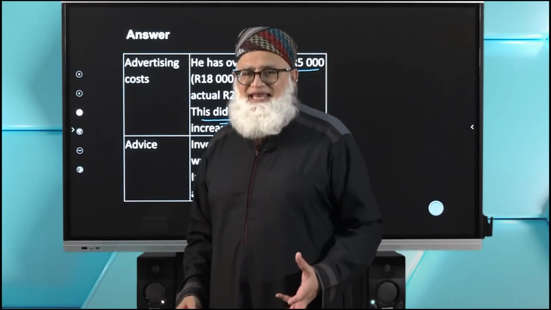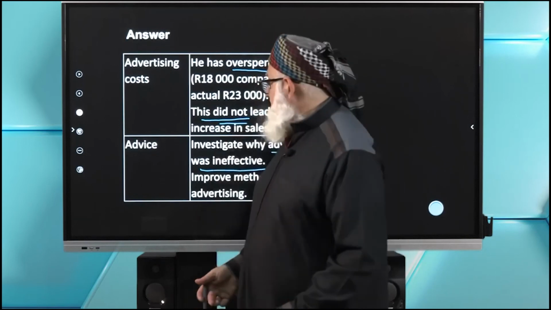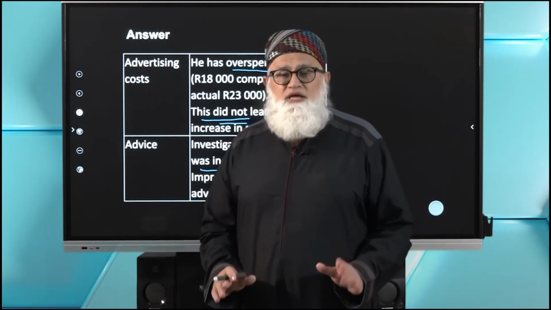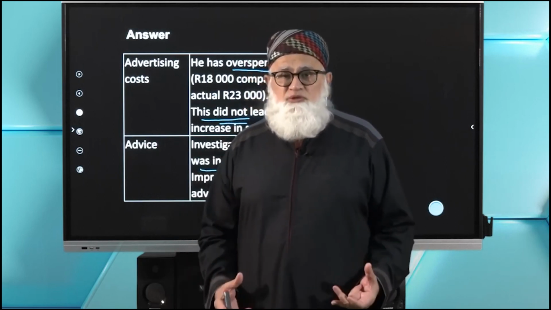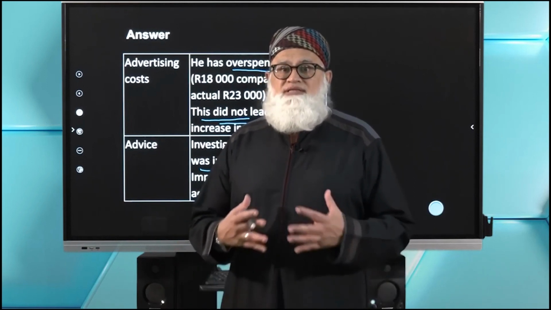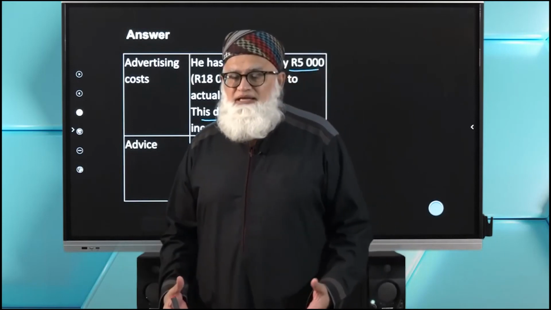So can you see, once again, the interpretation of your cash budget is of utmost importance because it gives you important information which you can then use to make decisions. Clearly, investigate why your advertising was ineffective. Number two, improve your method of advertising. Look at your target market. Who are you targeting? Is your advertising appropriate for that target market? So clearly, in terms of the person responsible for your advertising campaign, right? Or the advertising company that does your advertising for you, this definitely needs an intense investigation to determine why are we spending more on advertising?